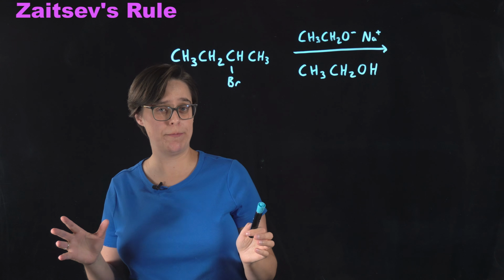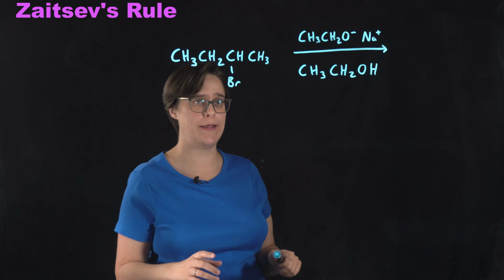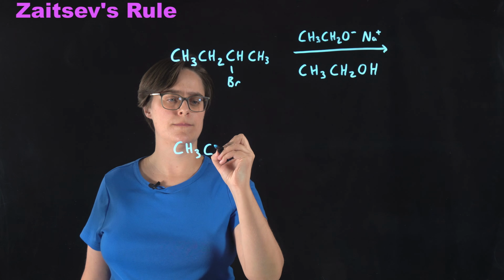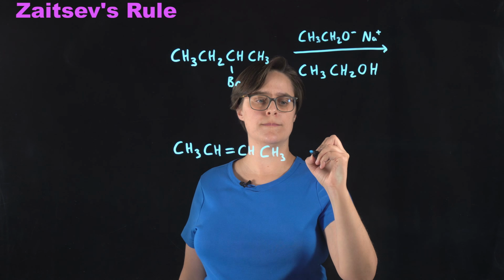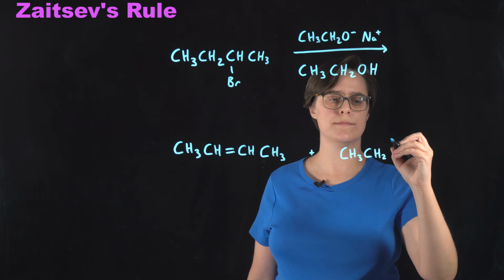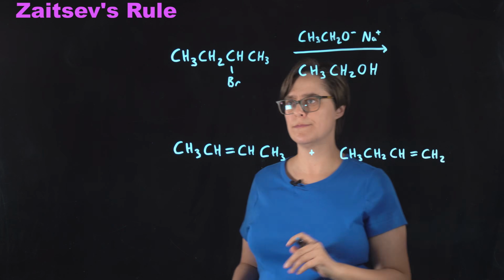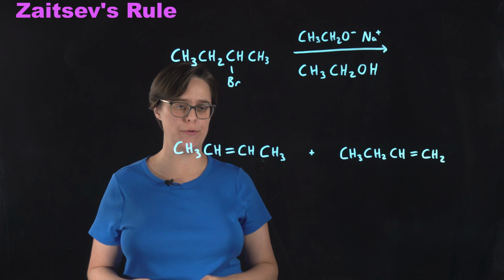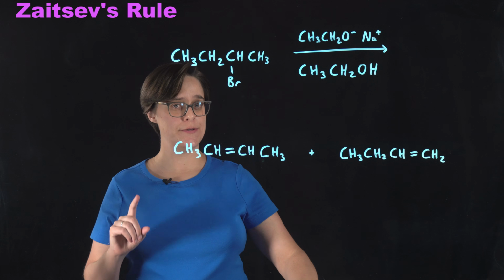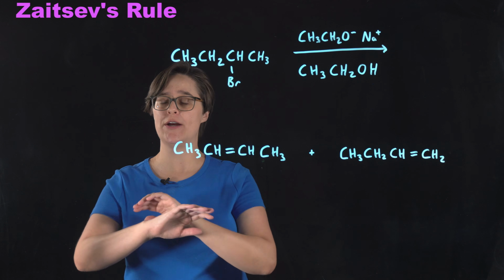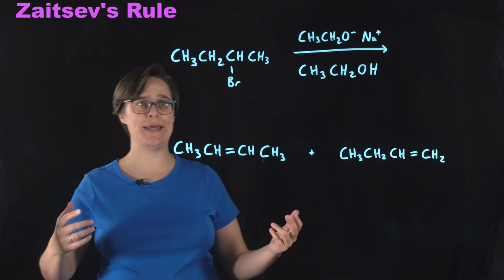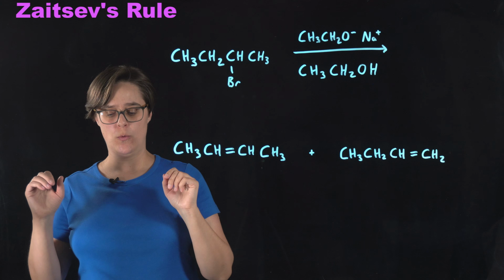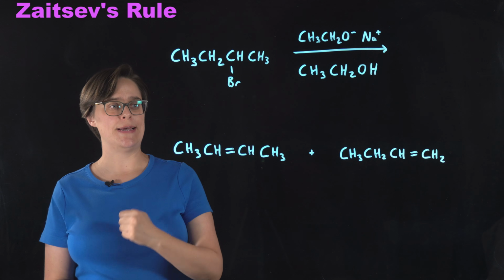If you want a chance to try to predict what it is yourself, go ahead and pause to figure that out. But I'm going to jump right into writing them. We can have 2-butene or 1-butene. And these are not going to be in equal amounts. They are not going to be in amounts that you might guess just statistically between 2 hydrogens and 3. No, we need to learn Zaytsev's rule.